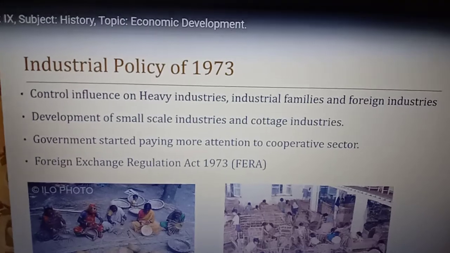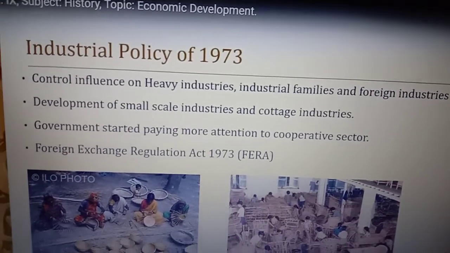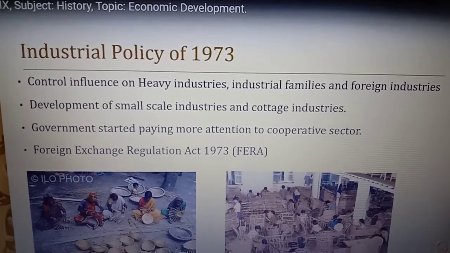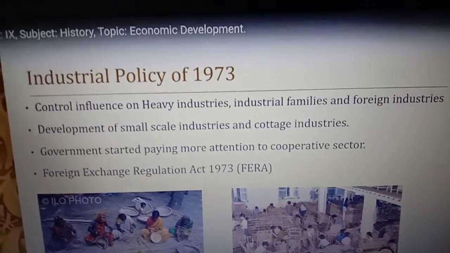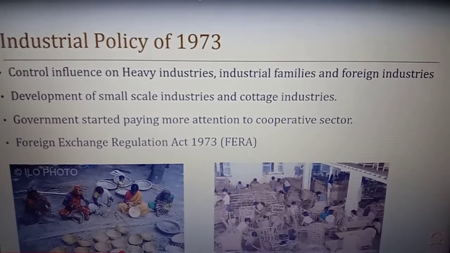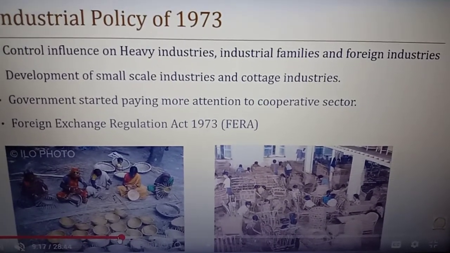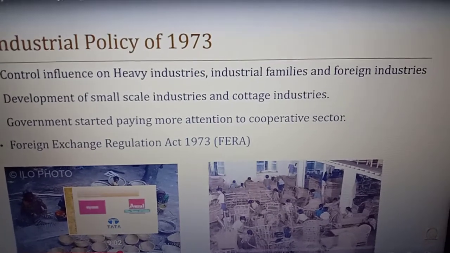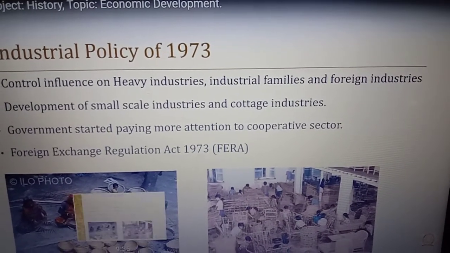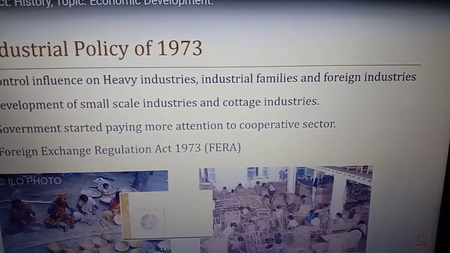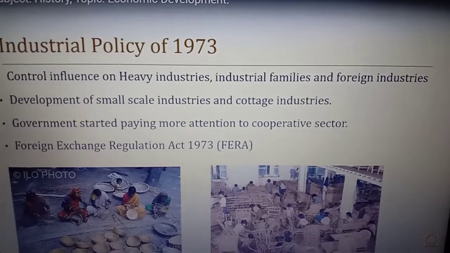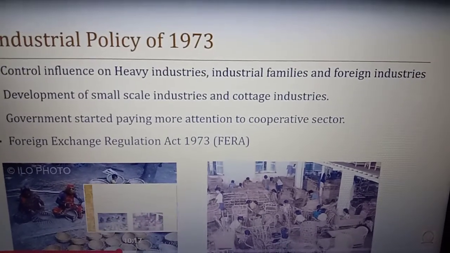Industrial policy of 1973. So what is there in the policy of 1973? It controls the influence of heavy industries, industrial families and foreign industries, and promotes the development of small scale industries and cottage industries.